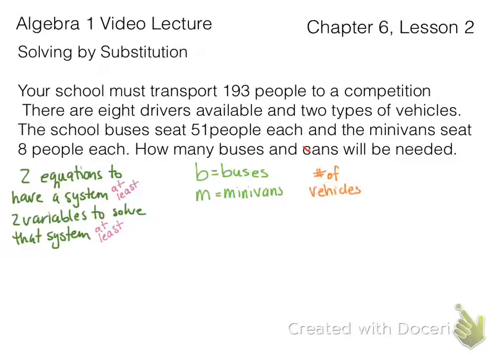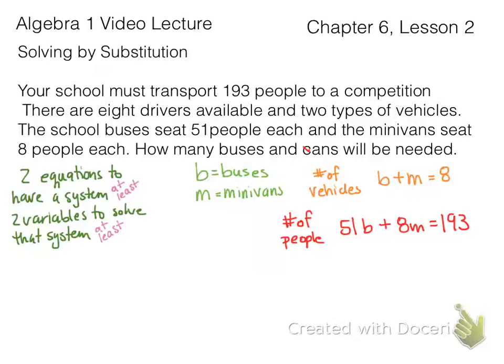So, the number of vehicles is going to be the first equation I'm going to write. Well, we know that the number of buses plus the number of minivans has to equal the number of drivers I have. I have 8 drivers, so the number of buses plus the number of minivans equals 8, because I need 8 people to drive those vehicles.